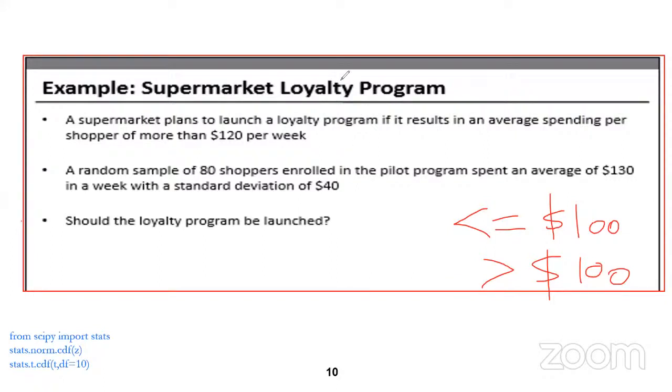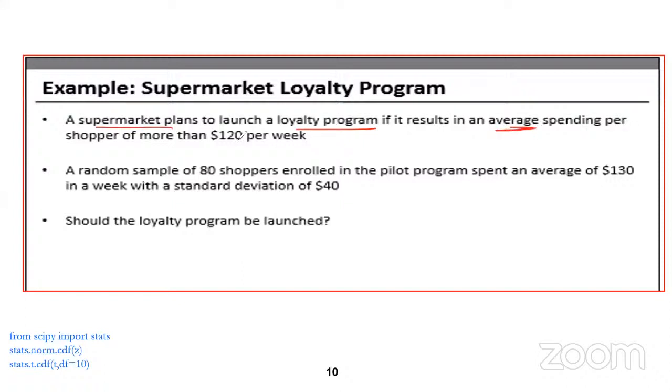So let's understand this problem statement. There is a supermarket which plans to launch a loyalty program if it results in an average spending per shopper of more than $120 per week. So here, this average is for the population. So we have the mean value given, which is equal to $120. I'll mention it over here.